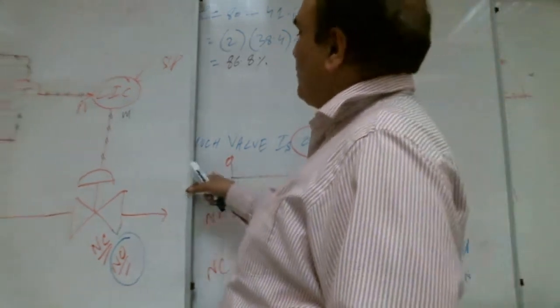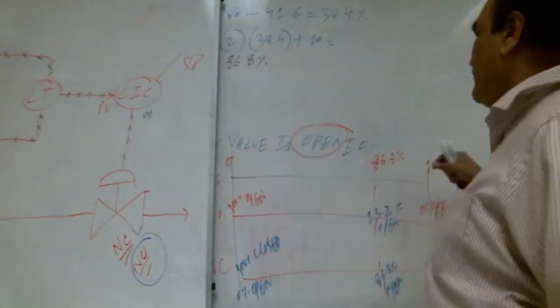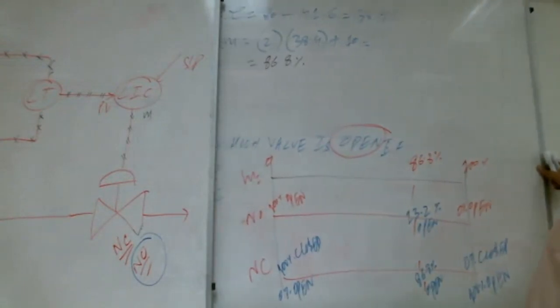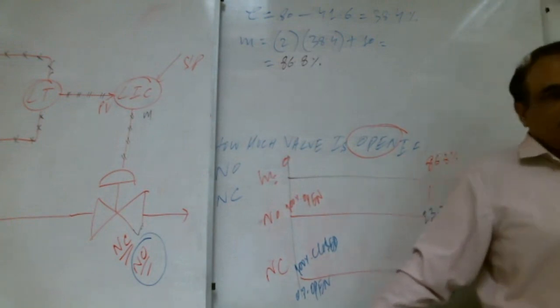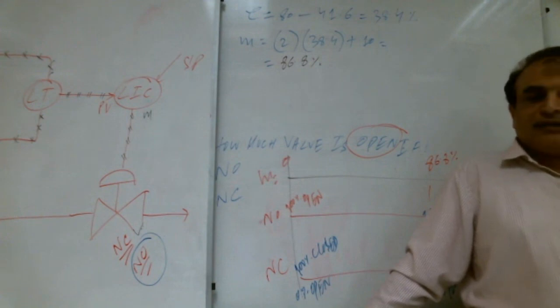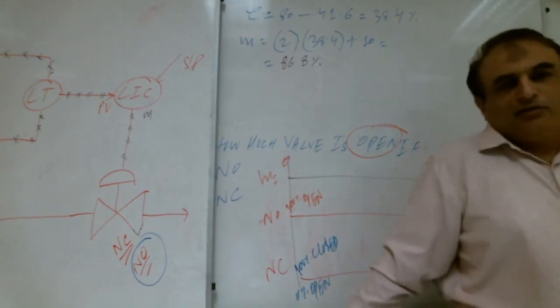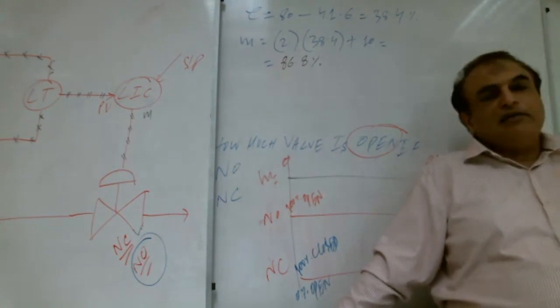If somebody asks for the output of the controller, find the output of the controller. So what does it mean? Which output should we find here? 86.8. No, this is not the output of the controller. This is the percentage of the output. The question is pneumatic, converted to pneumatic. Very good.